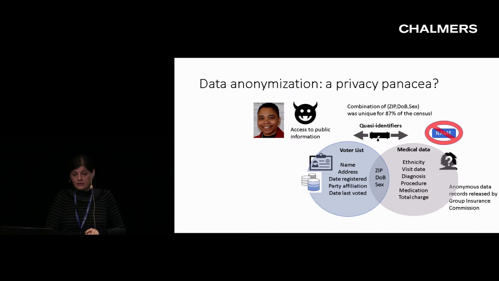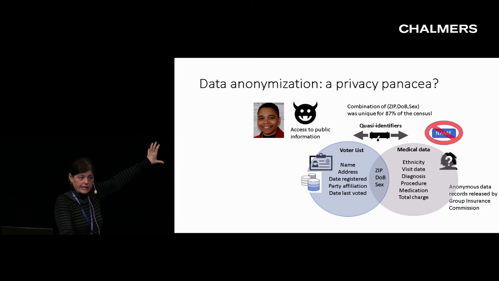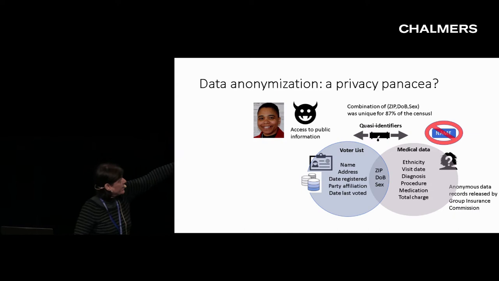So basically, once you are able to have this uniqueness in the medical data, instead of the name, you just look at the combination of zip code, date of birth, sex. You use that as a key to look in the other data set. You see who has that zip code, date of birth, and sex, and then you find the name that is connected to that person. Okay?